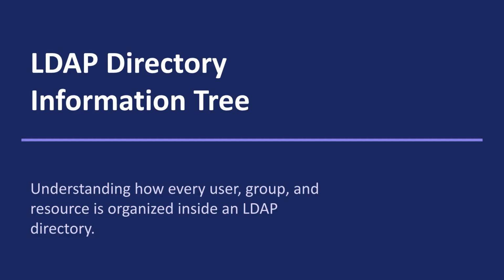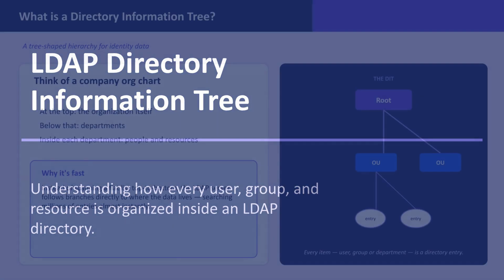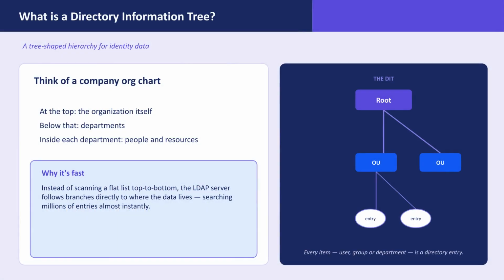In this video, we're going to understand the LDAP information tree. We'll see how users, groups, and resources are organized in a structured hierarchy. A directory information tree is exactly what it sounds like, a tree-shaped hierarchy that organizes every piece of identity data in your directory. Think of it like a company org chart. At the very top, you have the organization itself. Below that, you have departments. And inside each department, you have the individual people and resources.